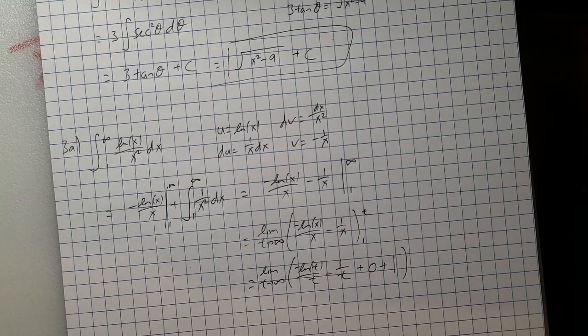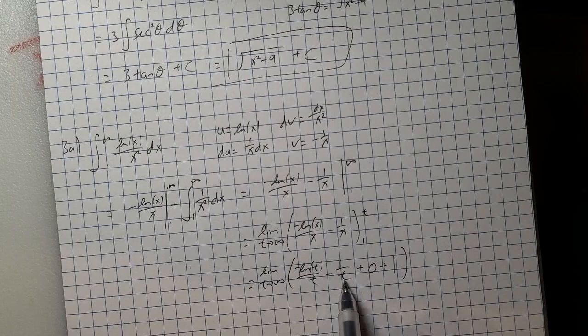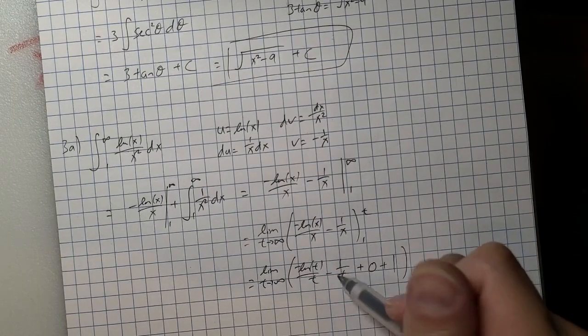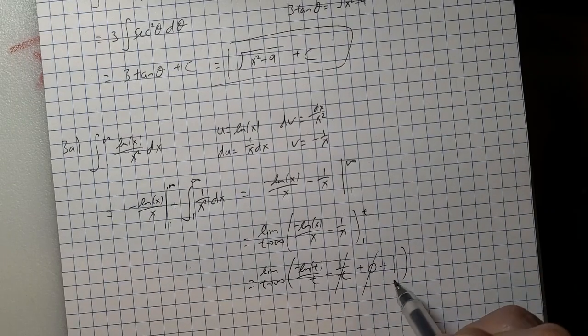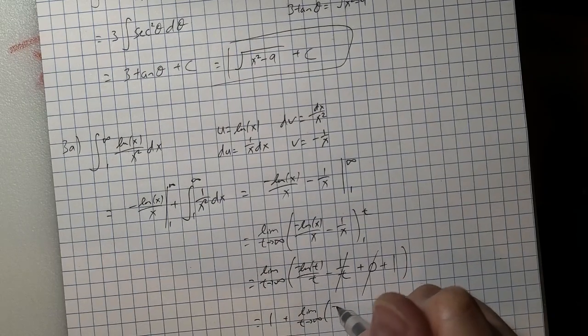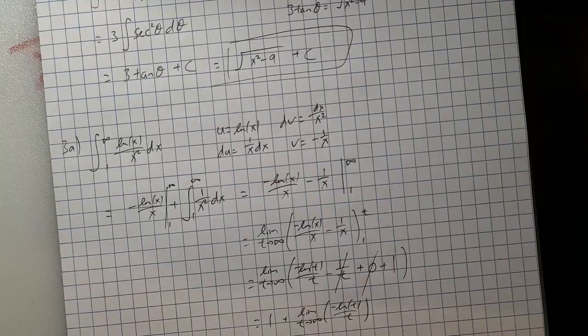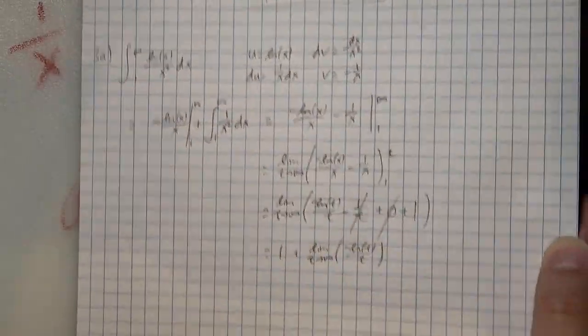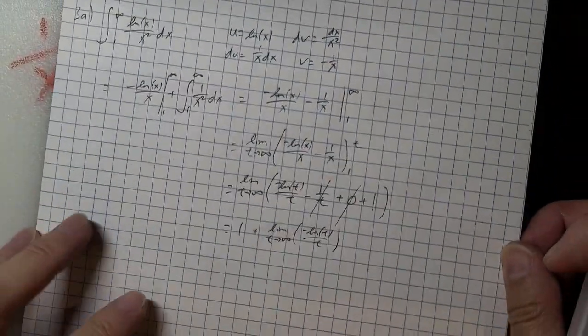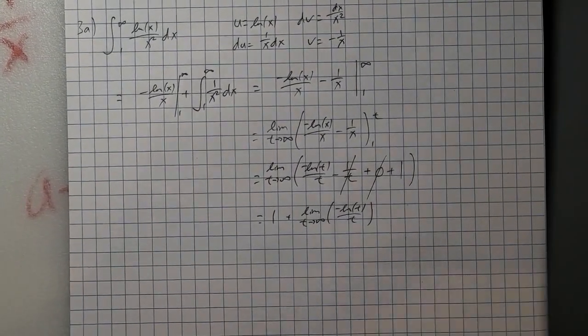Okay? So we know that the limit as t goes to infinity of this guy is 0. That's easy, that's a 0. So it'll be equal to 1 plus the limit as t goes to infinity of minus ln t over t. How do we find this limit? I need to shift this up somehow. Let me shift this lower.